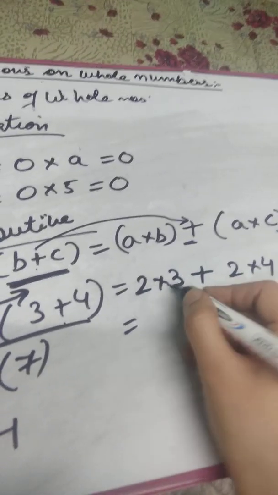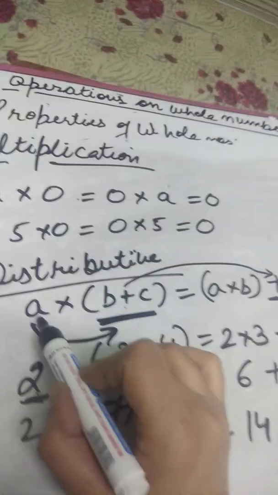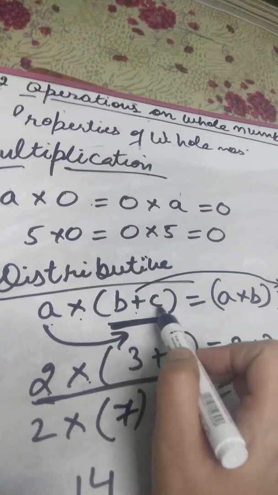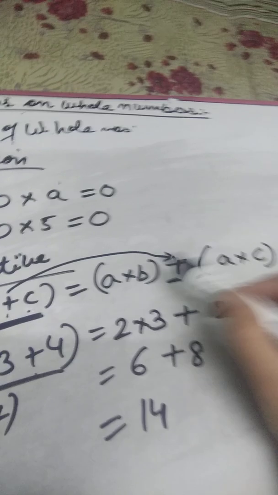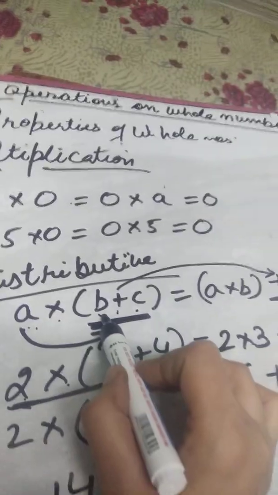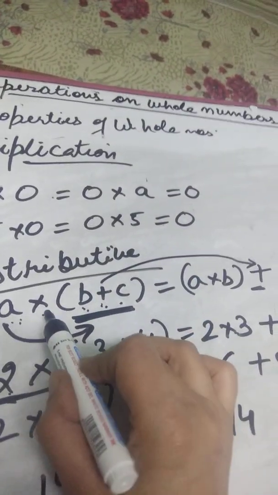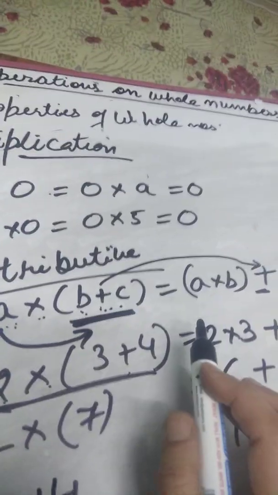So let's check what we get. We get 6, 8, add the 2 and we get 14. If you notice, A is outside the bracket. With this B plus C, when you open it, this is the way you open it: A you multiply by B first, then plus, then A multiply C. I hope it's clear. This is the distributive law of multiplication. Some questions will definitely be explained using this method. It will be clear. So this was the distributive law.